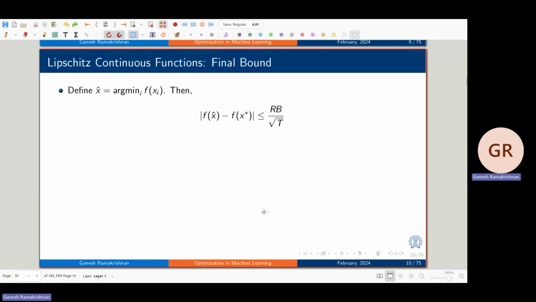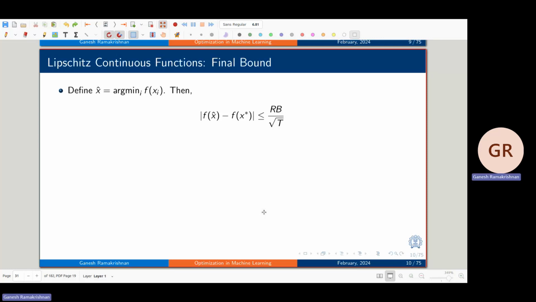Now I want to know what this means in terms of time. We want f of x hat, call it whatever, minus f of x star to be less than or equal to epsilon. So how much time is required? Does it require 1 upon epsilon, 1 upon epsilon square, log of 1 upon epsilon? That was my original question, right? Now, can you tell me what this means? If you want, just call it f of x T, just to be safe. I mean, f of x T is the final iterate, okay?